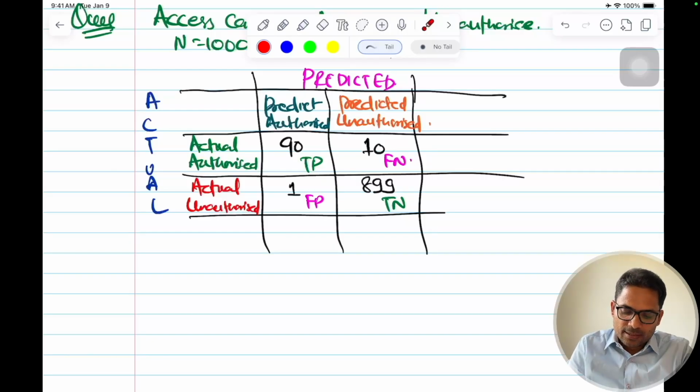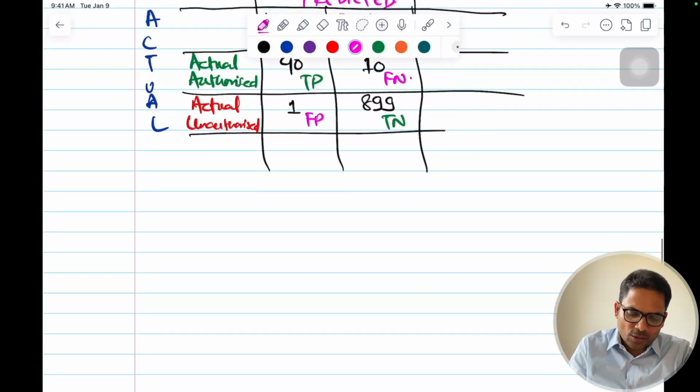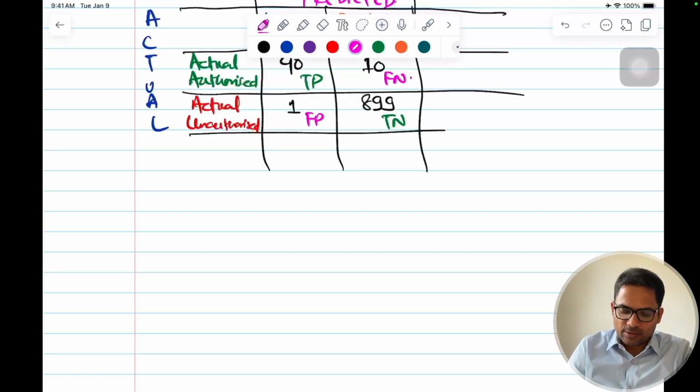Similarly, somebody was actually authorized, but the system predicted it as unauthorized. Maybe the access card is broken, or the magnetic strip is not functioning well, or some fault happened in the system. So these 10 people faced some hassle getting authorized, and the system flagged them as unauthorized, and they were not let into the system. So this is the whole problem. Now let's quickly do all the calculations. We have all the numbers.